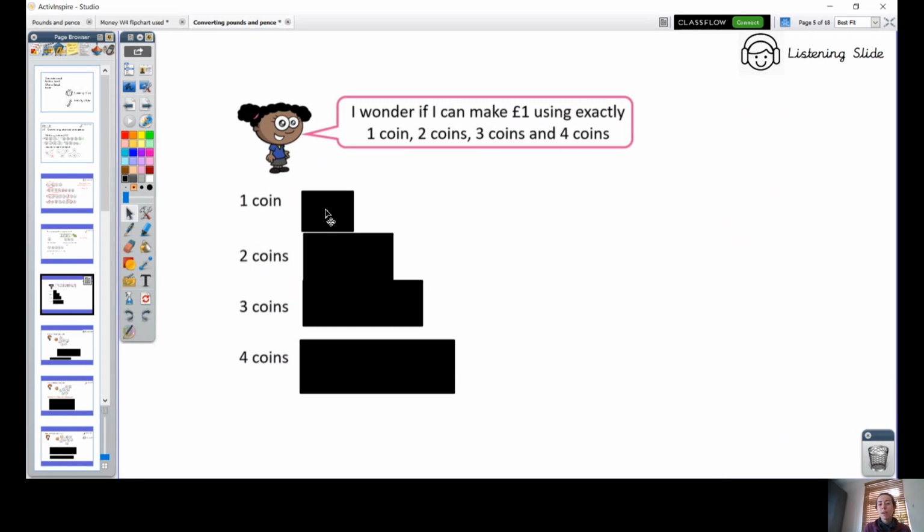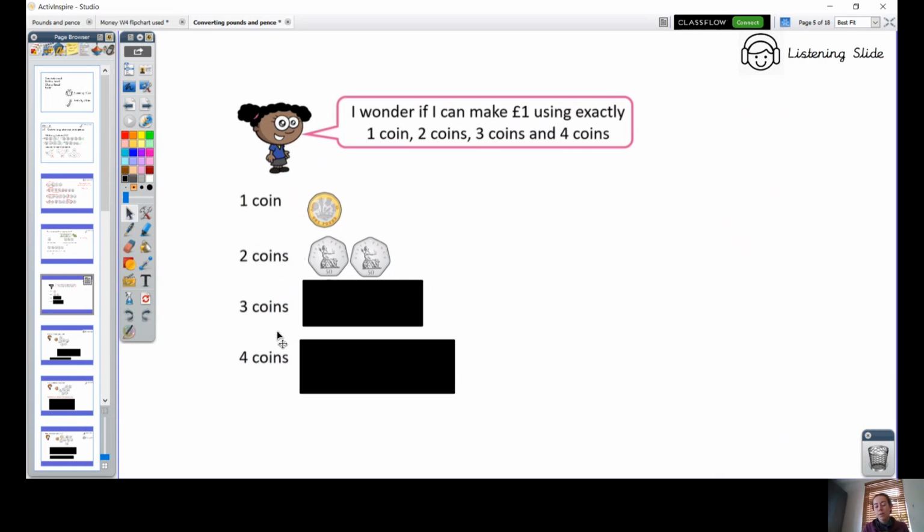Okay, so we know that there is a coin that's £1. So yes, she can do it with 1 coin. She could have a £1 coin. What about 2 coins? Have a think about that fact we were talking about. 50 and a 50 make £1. She can do it with 2 coins.